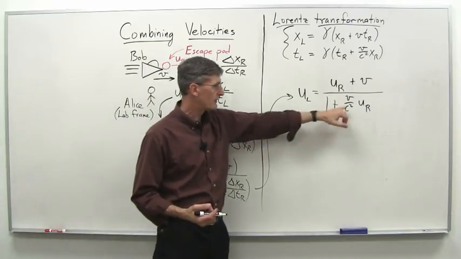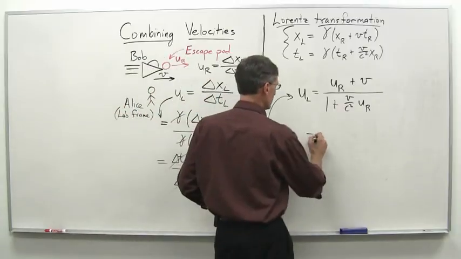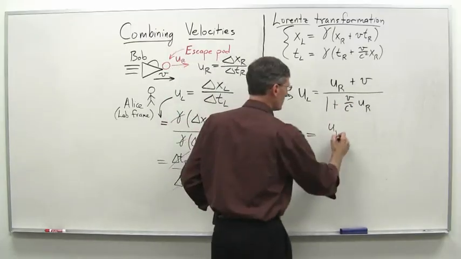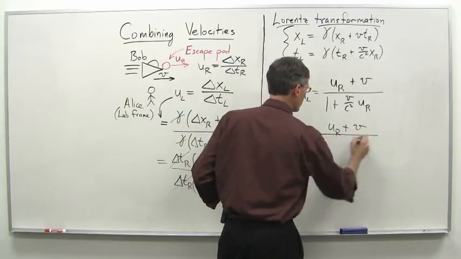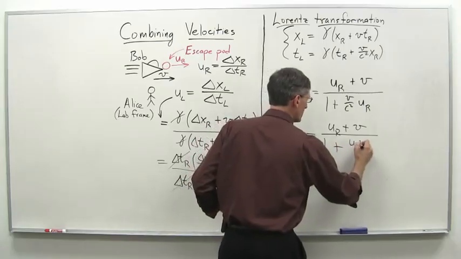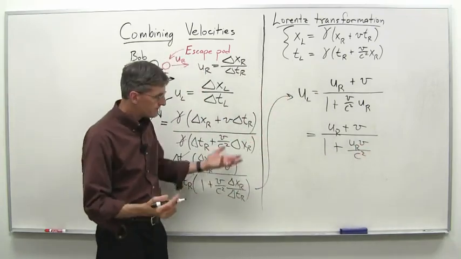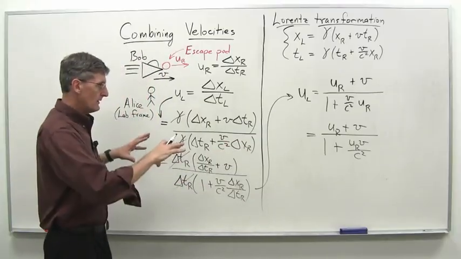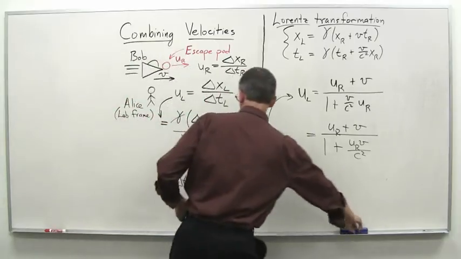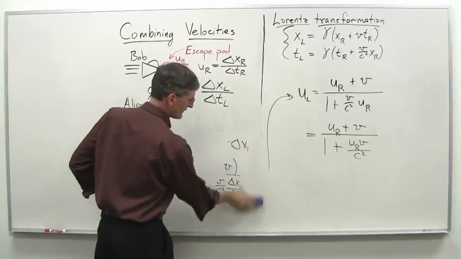And then on the bottom, 1 plus v over c squared u sub r. Sometimes we write this in a slightly different form. We obviously can do v plus u sub r if you want, but we'll do it this way. And then on the bottom, sometimes we just write it as 1 plus u sub r v over c squared, or you could do v u sub r over c squared. It doesn't really matter there. Okay, let's look at what this is telling us. First of all, that's our final answer. Here was our derivation. Not too difficult, hopefully.